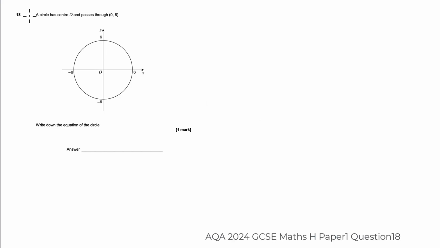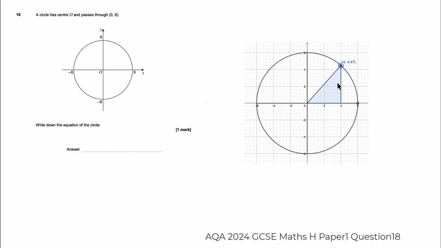So here we have question 18, and we're shown a diagram of a circle which has centre O and it passes through this point 0, 6. Now that would mean the radius of this circle is 6, and we're asked to write down the equation of it. Well, before we do anything, let's have a little look at an animation.